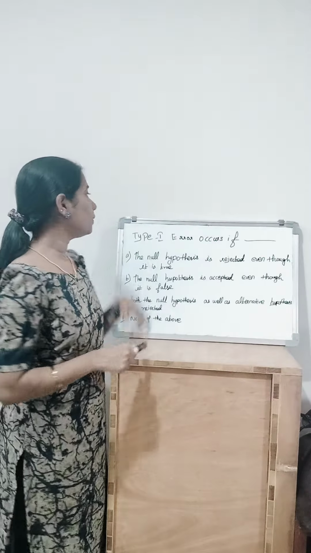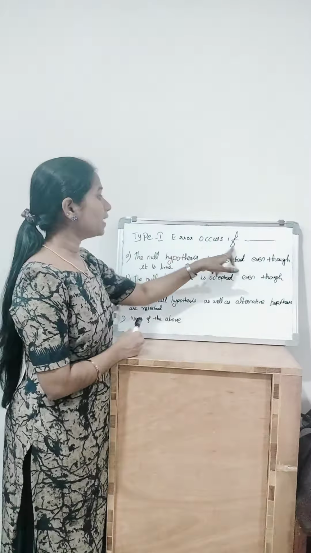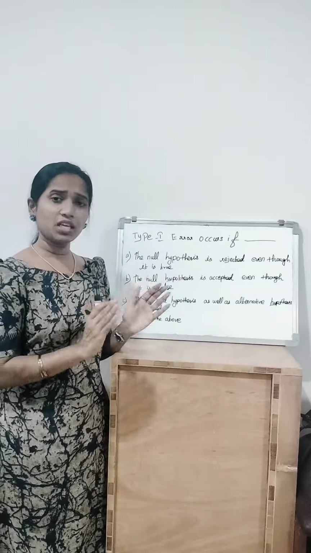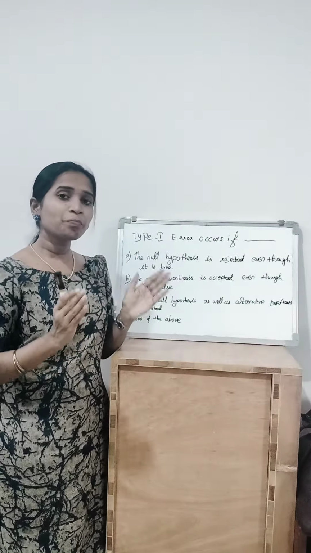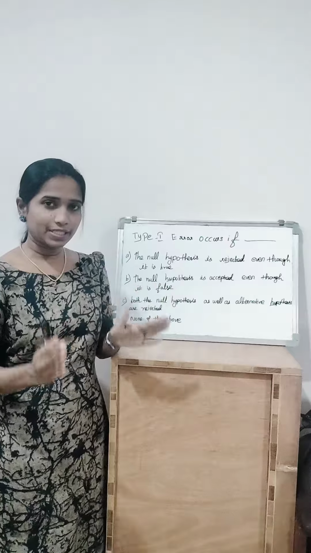I'll read the question now. Type 1 error occurs if dash. So they are asking about the type 1 error. Type 1 error means it's a false positive. See, the researcher is selecting the null hypothesis of the research study.